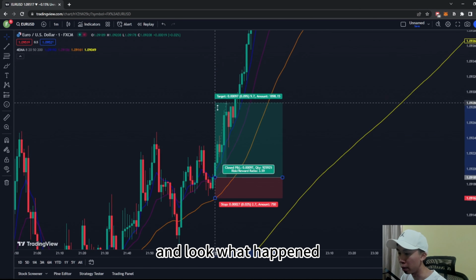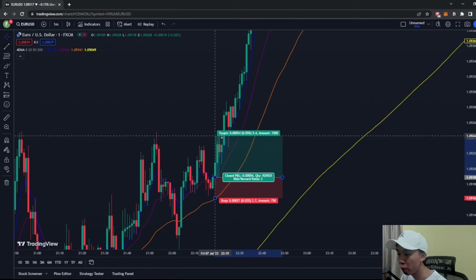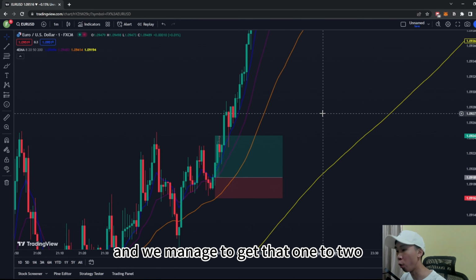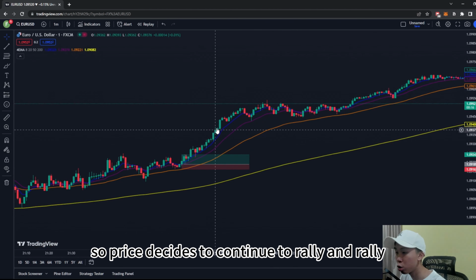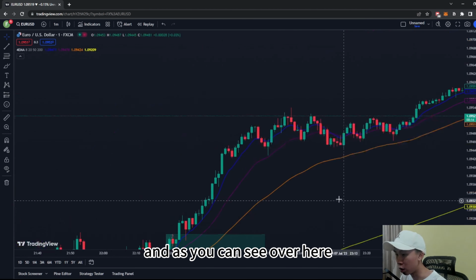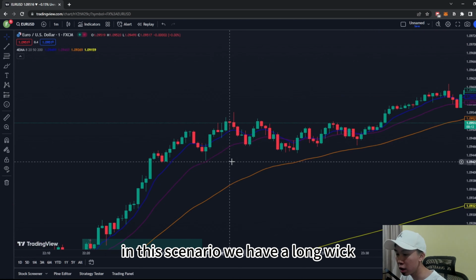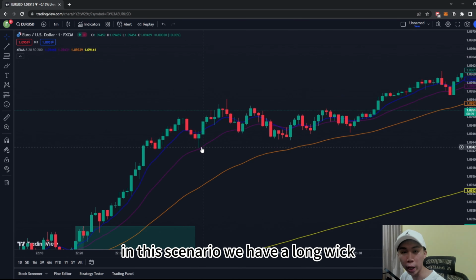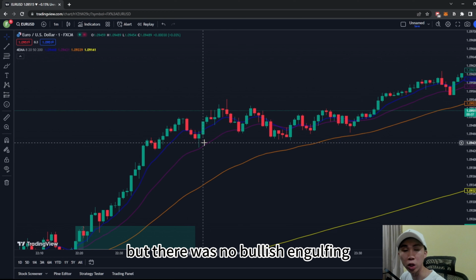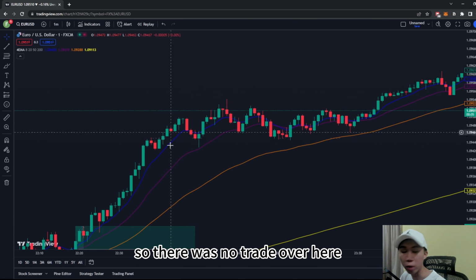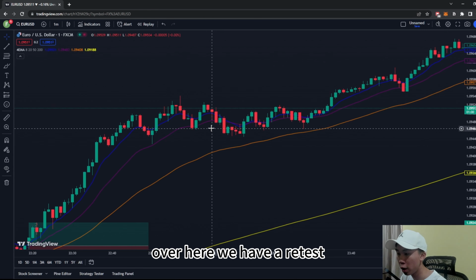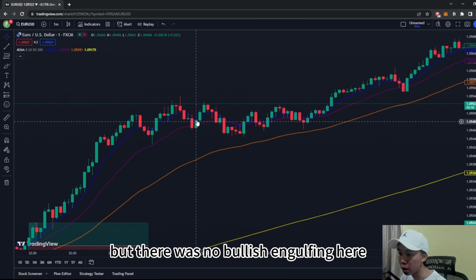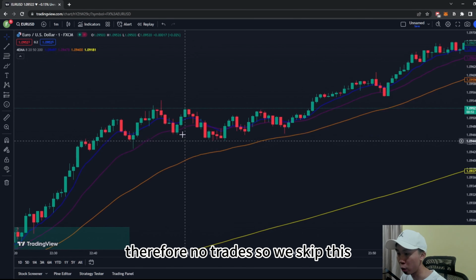And look what happened. I will just target a 1 to 2 and we managed to get that 1 to 2. So let's move on to the next example. Price decides to continue to rally and rally. And as you can see over here, we have a long wick, but there was no bullish engulfing, so there was no trade over here. If we continue to move down, we have a retest, but there was no bullish engulfing here. Therefore, no trades. So we skip this.